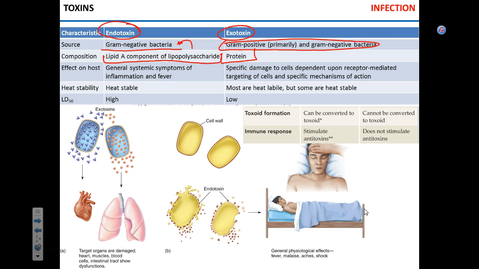They also have different effects on the host. Exotoxin usually elicits a very specific effect on a very particular type of cell that leads to a very particular symptom. Endotoxin causes a general inflammatory response like fever, malaise, myalgia. Does that make sense?